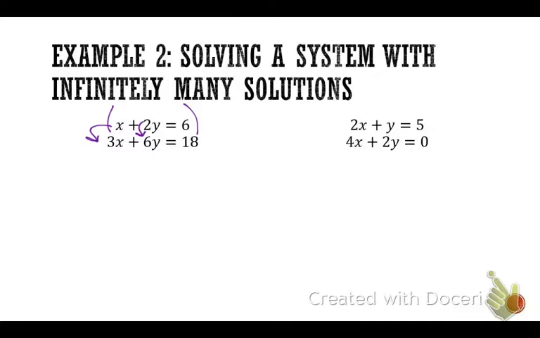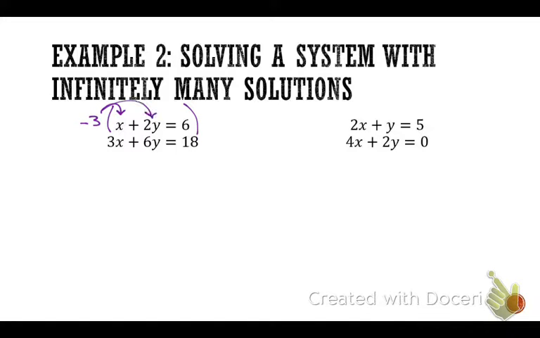Okay, it could be either one. So I'm just going to try to cancel out my X. What can I multiply X by to make it 3X? Or maybe I could put it better and say, what would I need to multiply it by to make it the opposite? Negative 3. So now I need you to distribute it all the way.